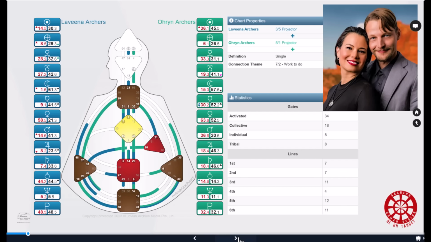So thank you, Oren, for giving me permission to analyze our charts, because it is near and dear to my heart to be able to talk about the most transformative thing in my life, which is having you. Okay, back to if I was talking to them.